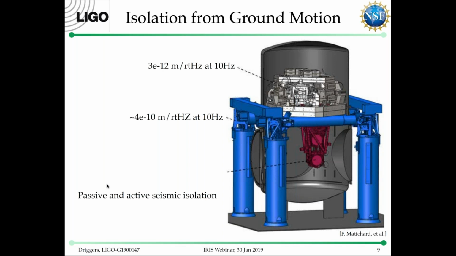These blue piers sit on the instrument floor. At the top of the blue piers are some hydraulic actuators that have co-located geophones in them. And we isolate such that the top of these piers are moving about 4 times 10 to the minus 10 meters per root hertz measured at 10 hertz.